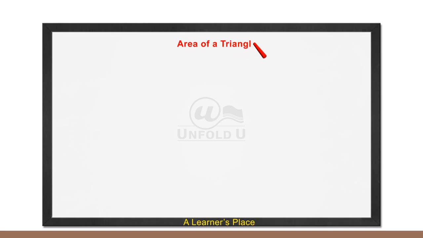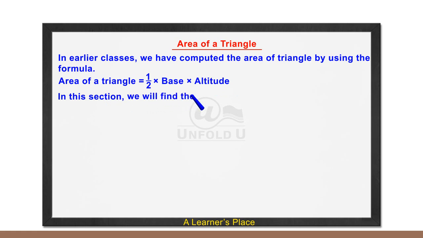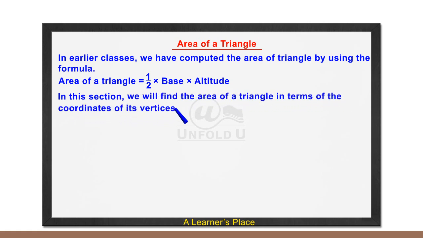Area of a triangle. In earlier classes, we have computed the area of a triangle by using the formula: area of a triangle is equal to 1/2 into base into altitude. In this section, we will find the area of a triangle in terms of the coordinates of its vertices.